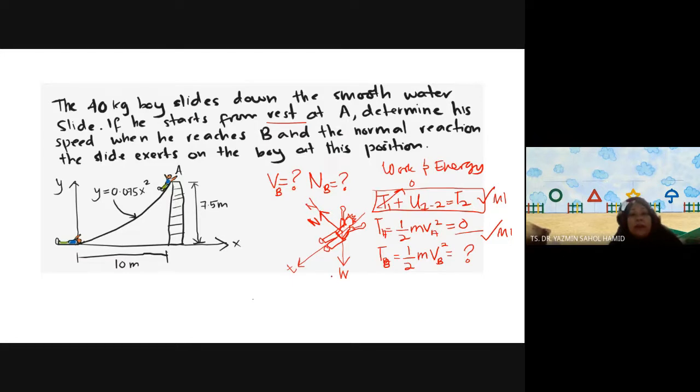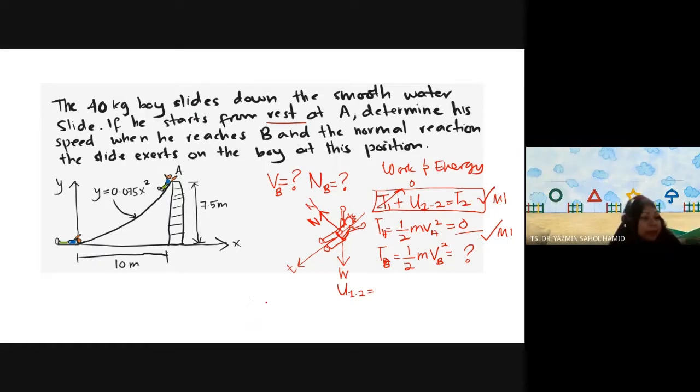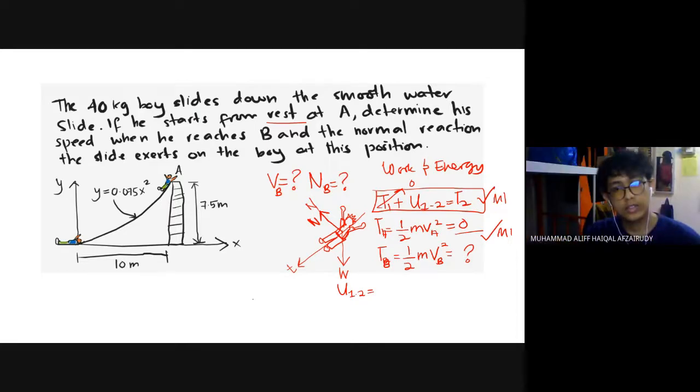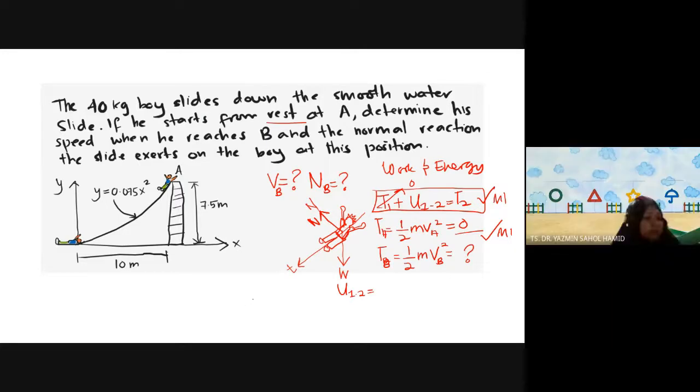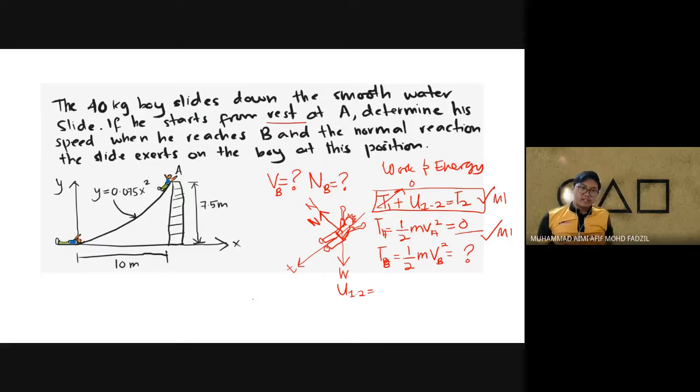So now, let's identify the work. What work do you have in this question? And W sin theta. Yes. Are you sure? How confident are you? Super duper very very confident. Because of the textbook. Why? 30. Because there is weight, but there is no angle.